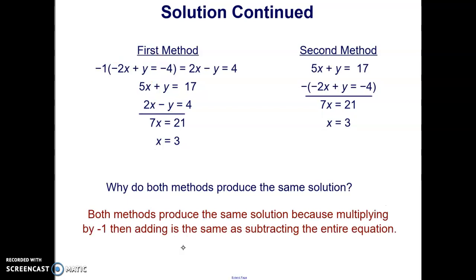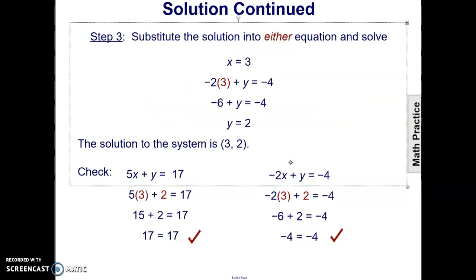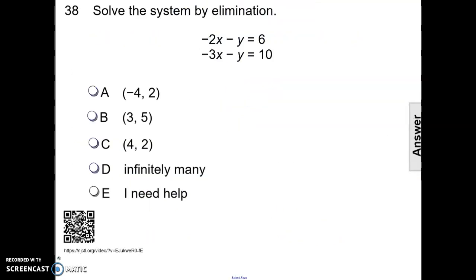The reason why is that multiplying by negative 1 and adding is exactly the same thing mathematically as subtracting the entire equation. I prefer this method because I am afraid that I might forget to carry the minus sign across for a sign. So I actually like to rewrite the entire equation. So let's look at an example of doing this solution.